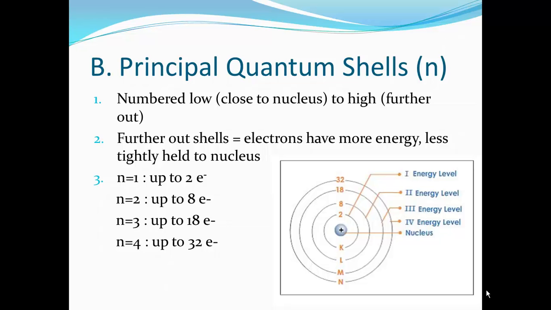Here's the number of electrons they can hold, and again, an easy way to remember is counting on the periodic table. Energy level 1 is 2, energy level 2 is 8, energy level 3 is 18, and it goes to 32. It's basically the row on the periodic table.